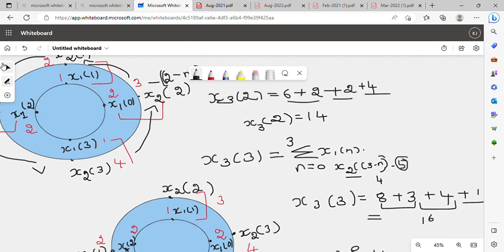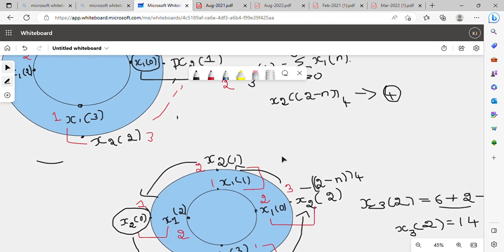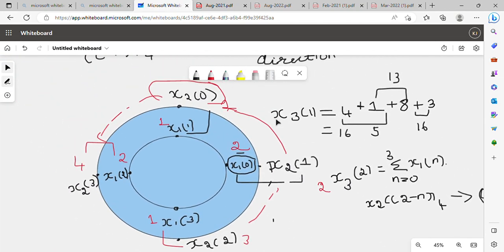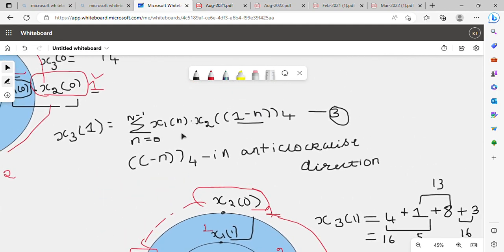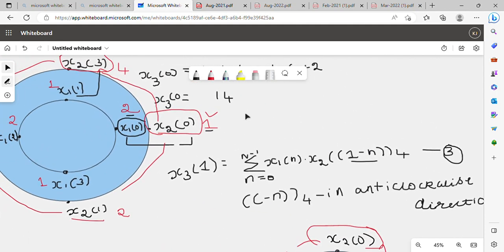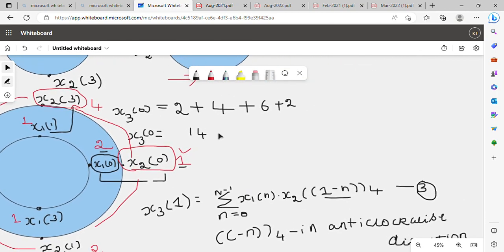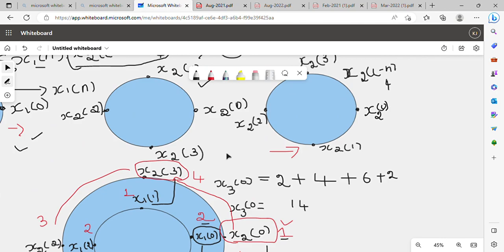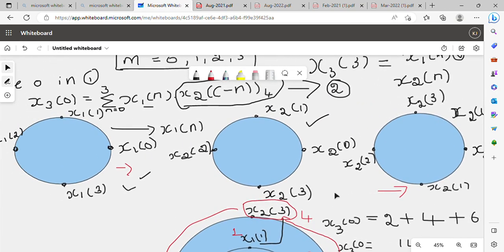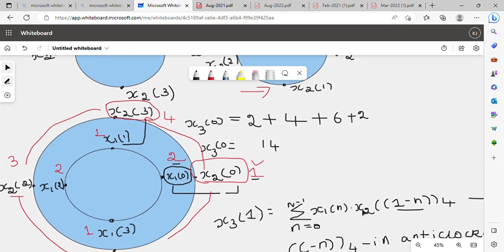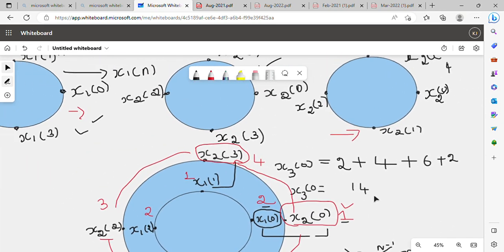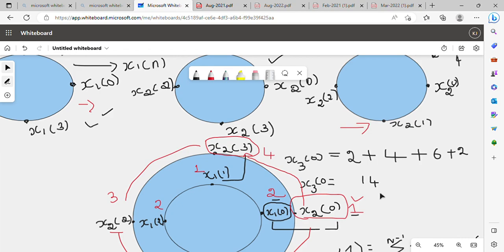Equation number 2, 3, 4 and 5 is the same for all the problems. My trick is: equation number 2, 3, 4 and 5 are the same for all the equations, right? This is equation number 2 and this is my equation number 3. It is the same for all the equations.